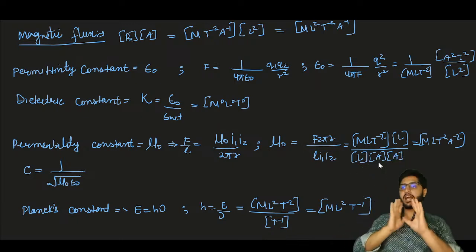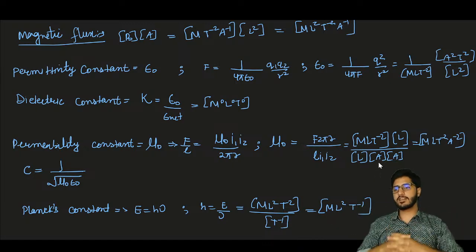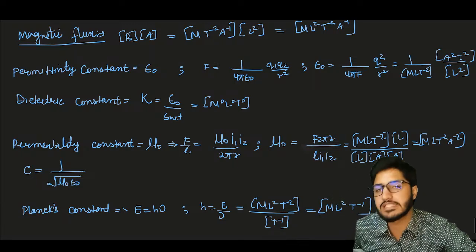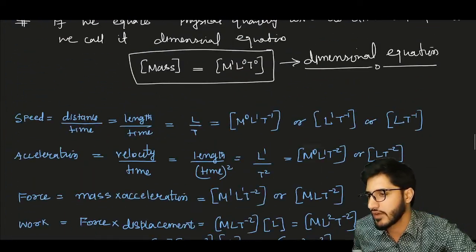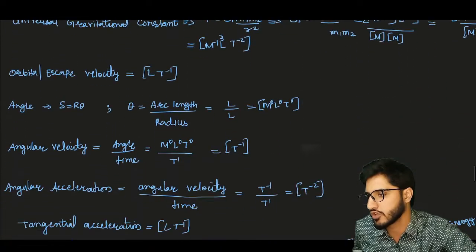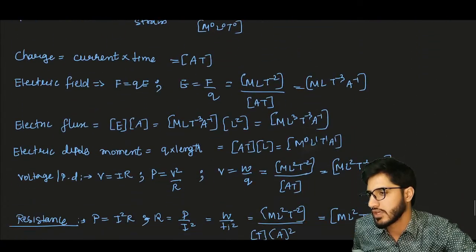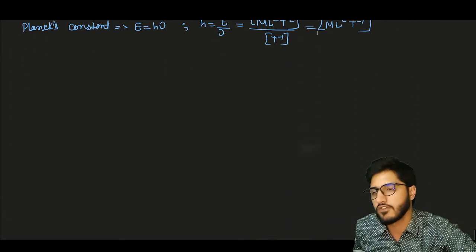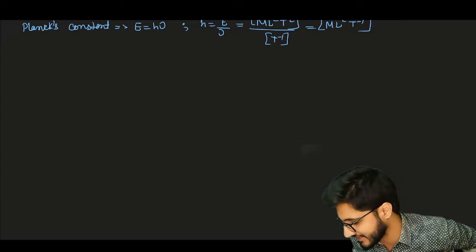So I think we have now derived each and every possible major dimensional formula of physics, whether it is 11th or 12th physics. We have derived how much? 1, 2, 3, 4, 5, 6, 7, 8, 9, 10, 11, 12, 13, 14, 15, 16, 17, 18, 19, 20. I think more than 40 dimensional formulas we have discussed and derived now in this class.